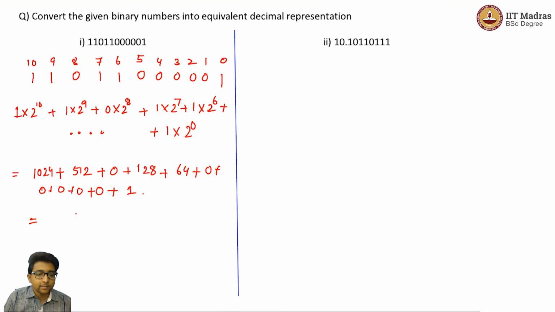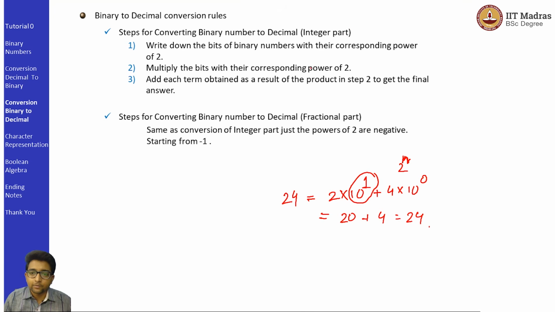Now you do the summation and you get the result as 1729 base 10, right? So we just did the reverse calculation. This is the number that we initially got while converting from decimal to binary. Okay, so again a fractional part is coming in the new example, so we go back to the rule for how to do that.